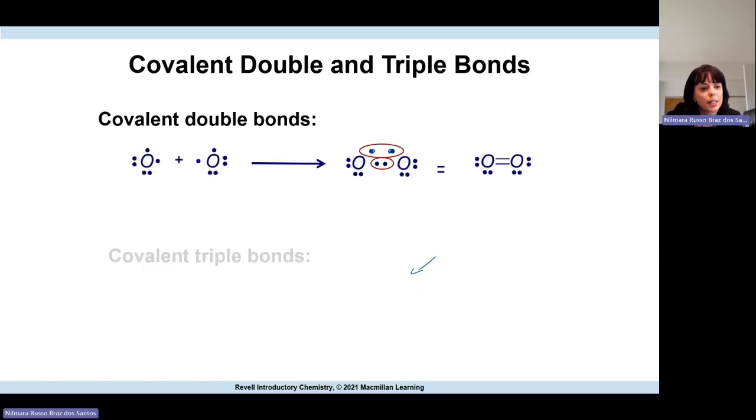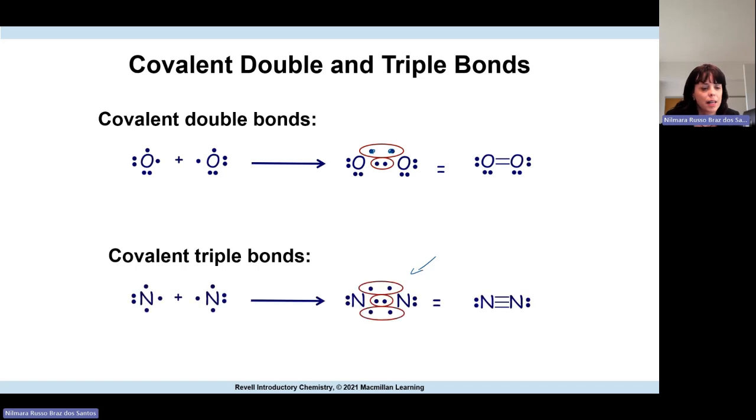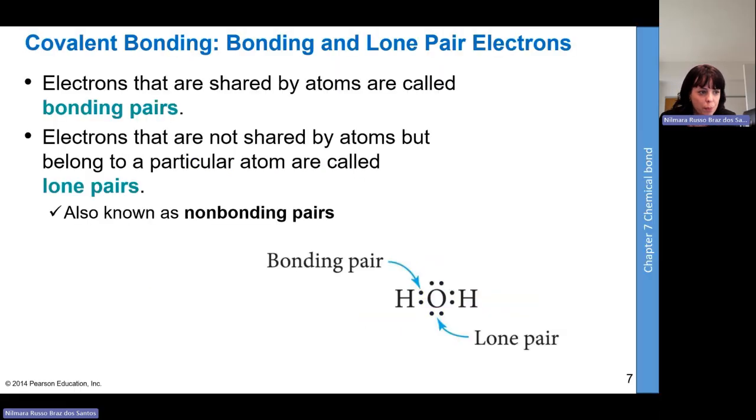Okay. So here is the same thing. We have oxygen, where we can have a double bond, or triple bonds, like nitrogen. They can share more than one pair of electrons, so they can have double or triple bonds to achieve the octet rule. Electrons that are shared by atoms are called bonding pairs.